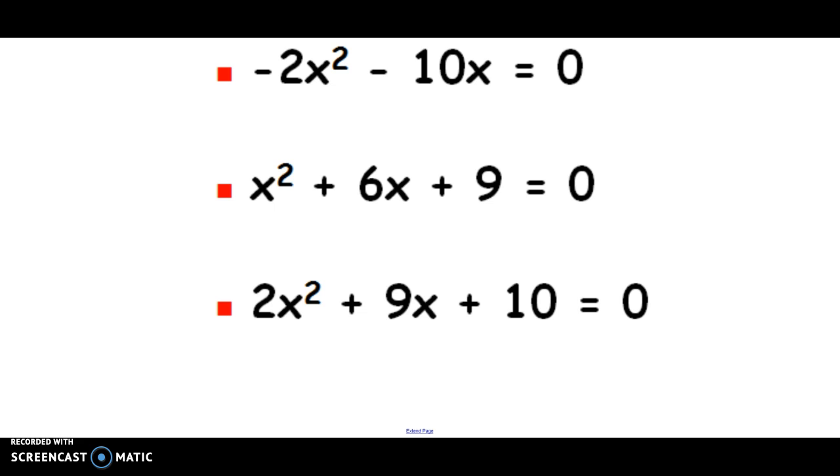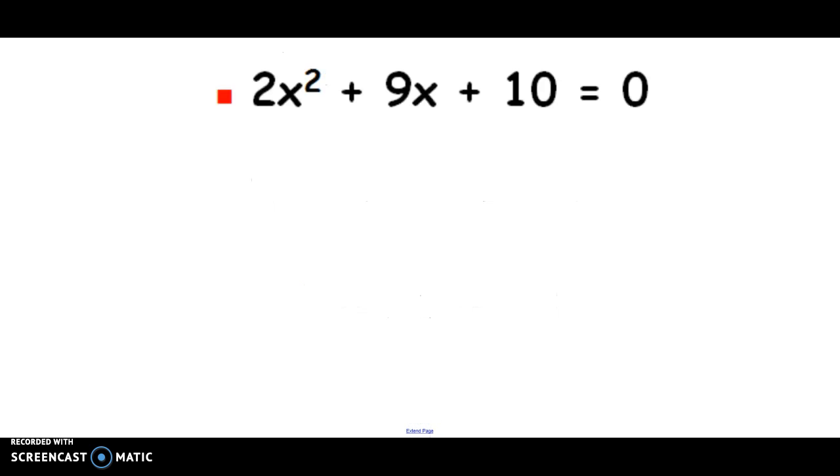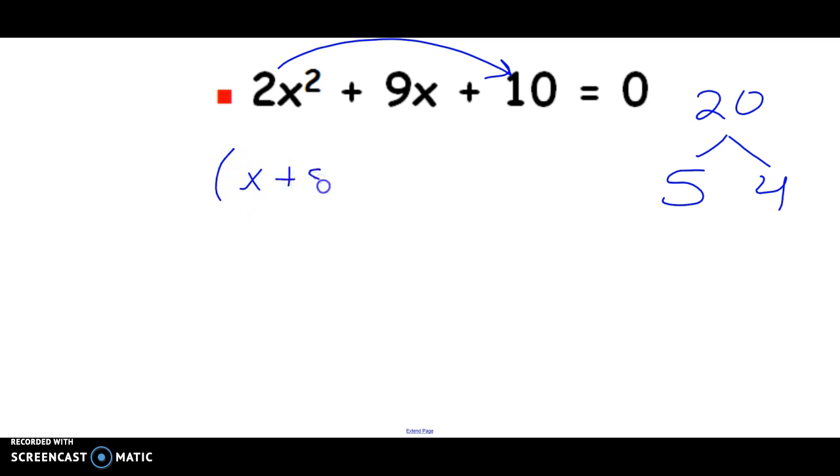Last one. Is there a GCF of 2, 9, and 10? No. The last term doesn't have an x, so we can't factor an x out. So what do we go to? The bottoms up. Bottoms up, a times c. So what factors of 20 add up to 9? Yep. Plus 5. Does that work? Yes. So we go x plus 5. Yep. We go x plus 4.